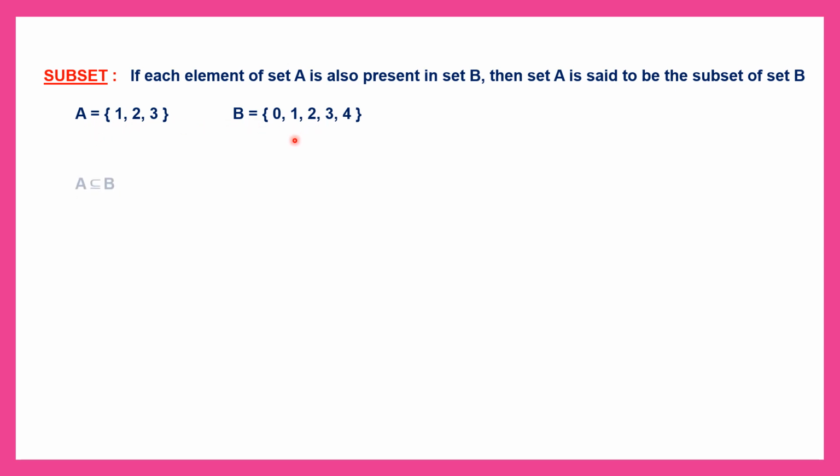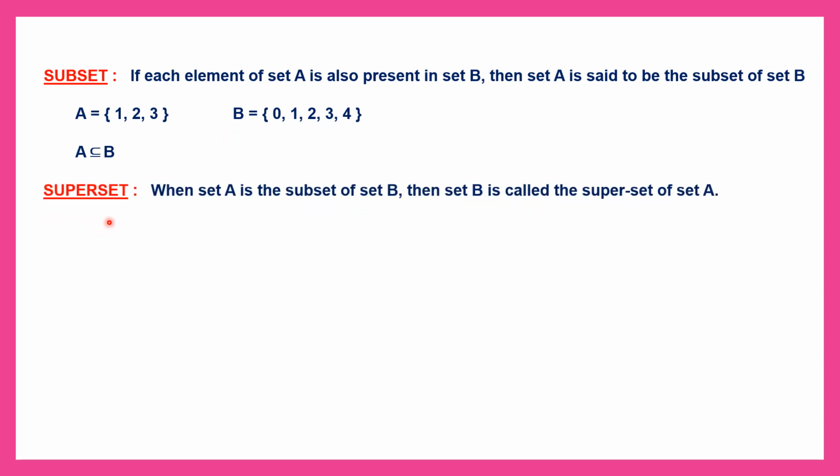And how do we write that? With the help of a symbol, this is how we write. So how do we read this? Set A is a subset of set B. Now what do we call B in that case? In that case, we call B a superset. When set A is a subset of set B, then B is called the superset of set A.